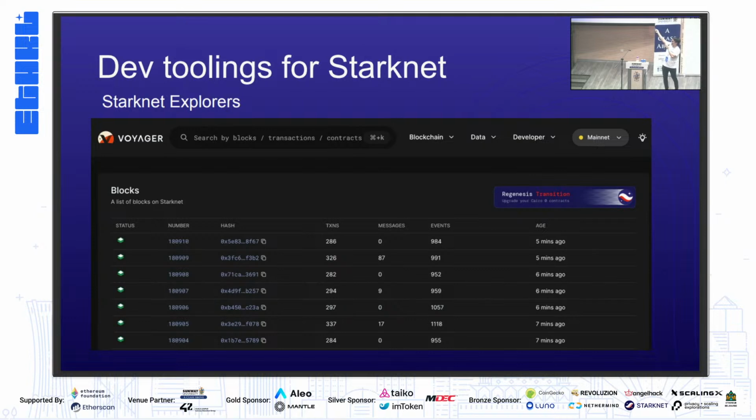And there's Explorer. This is one Explorer that I'm working on. Probably I'm showing my own page. We love Etherscan, and we use Etherscan a lot. We also use Voyager a lot in Starknet. Obviously, there are others, but I'm going to mention Voyager for now.